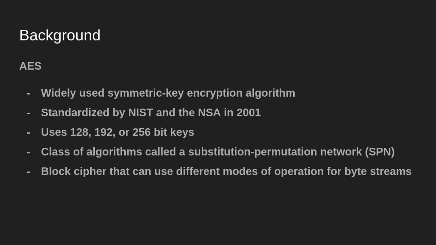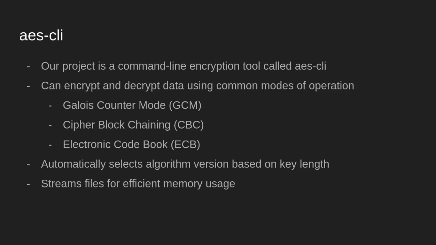It supports three different key lengths: 128 bits, 192 bits, or 256 bits. The class of algorithm is called substitution-permutation network, SPN. Basically, running through the cipher with a 1-bit difference would result in a very, very different output. The block cipher itself can be used with different modes of operation for byte streams as well. So effectively, different modes of operation turn AES into a stream cipher, generating 16 bytes at a time.